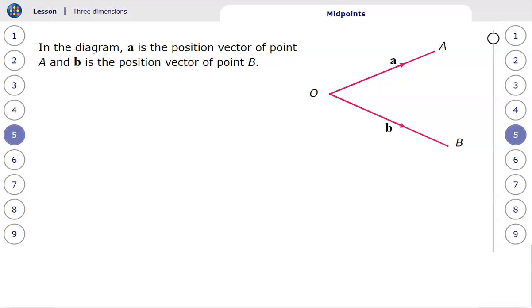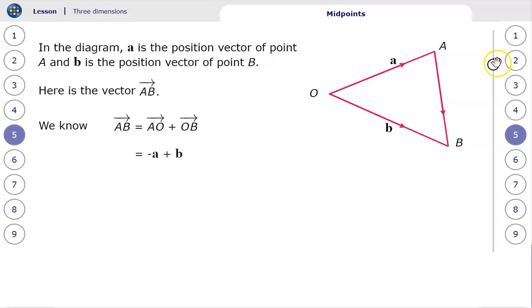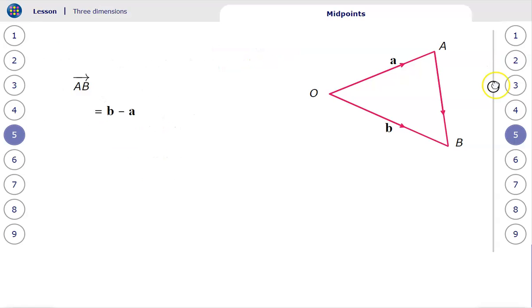Now, here I've got a diagram with two position vectors for the point A and the point B relative to the origin. So, if I want to find the displacement vector AB, I can say that it's going to be AO, or minus OA, plus OB. There is my displacement vector AB.